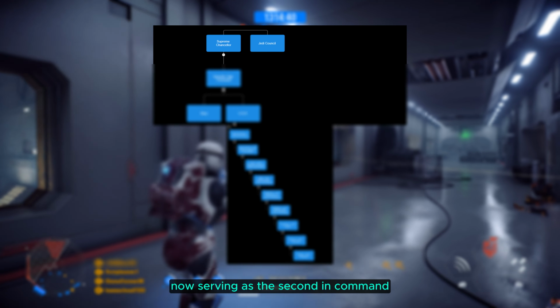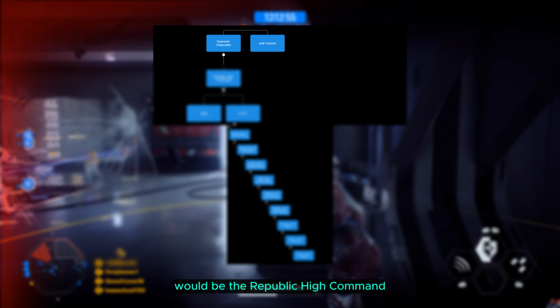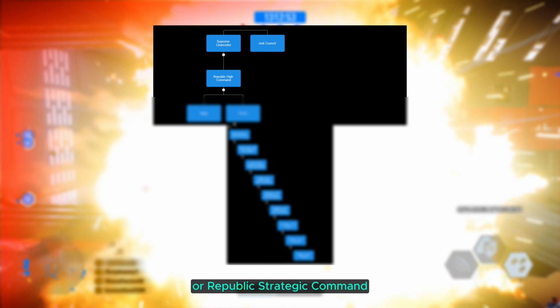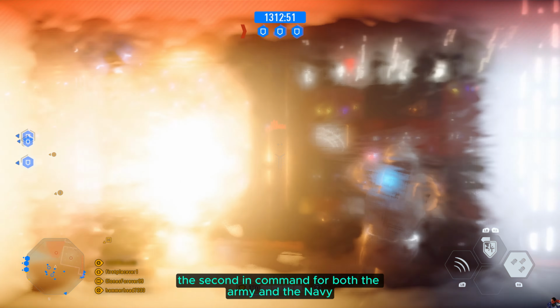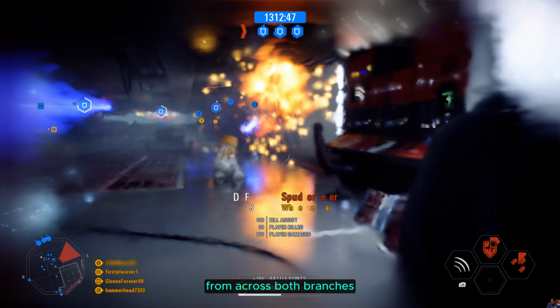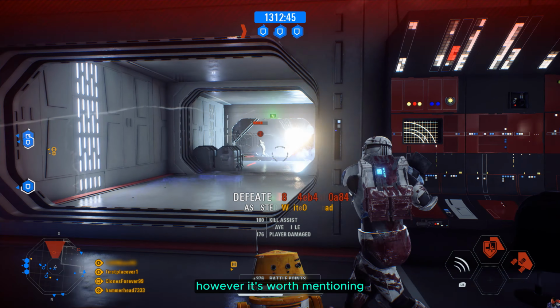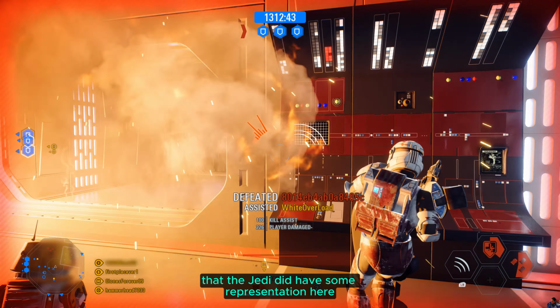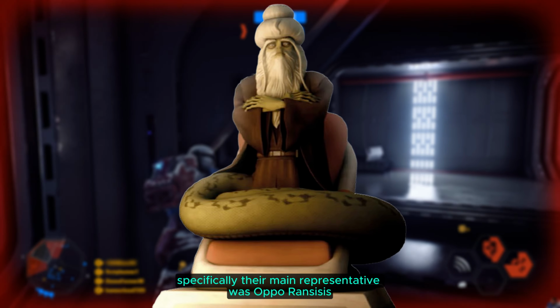Now, serving as the second in command or the second rung on the ladder would be the Republic High Command or Republic Strategic Command. This was again the second in command for both the Army and the Navy and was comprised of admirals and generals from across both branches. However, it's worth mentioning that the Jedi did have some representation here. Specifically, their main representative was Oppo Rancisis.